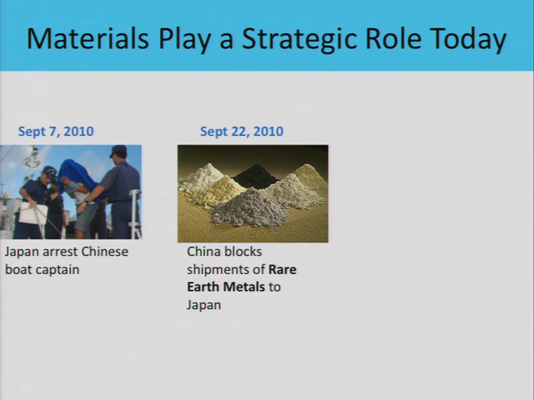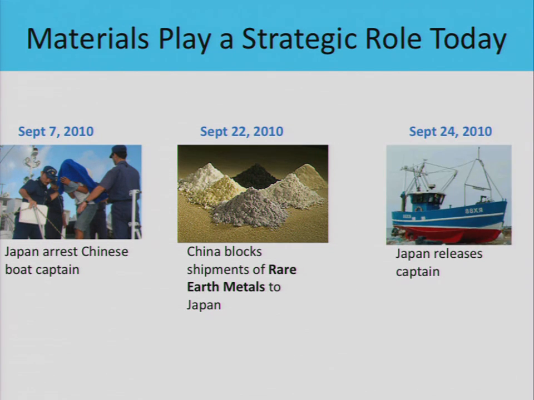And Japan has no domestic way of getting rare earths. Actually, today, the US doesn't either. We just reopened the mine here in California, Molycorp. For the last 5 years, we didn't have any production either. So we are all dependent on China for these materials. What do you think happened? 2 days later, they released the boat captain.